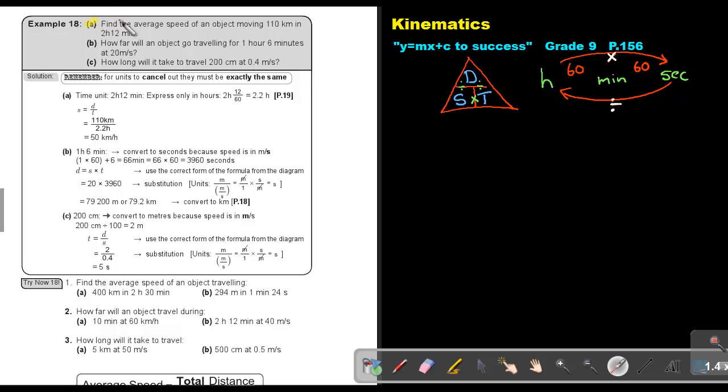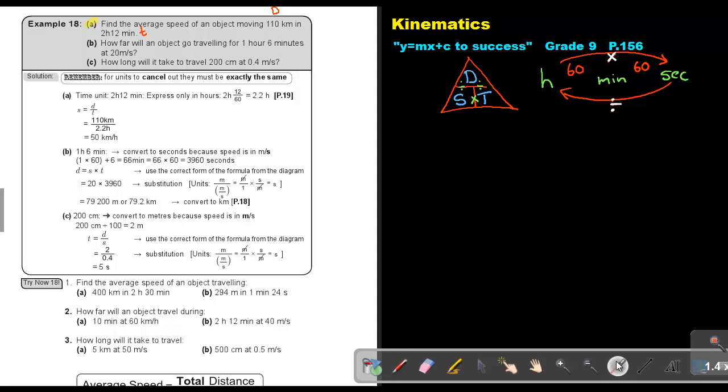Let's start with A. Find the average speed of an object moving 110 kilometers. So what will that be? That will be my distance in 2 hours and 12 minutes. That will be my time. But this is very important. For units to cancel out, they must be exactly the same. So you cannot have an hours and a minute. You have to take them to the same unit. Now, if I want speed and I want it in kilometers per hour, I must take this minutes to hours.